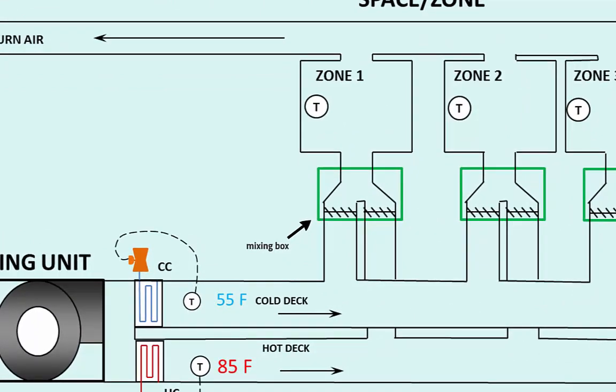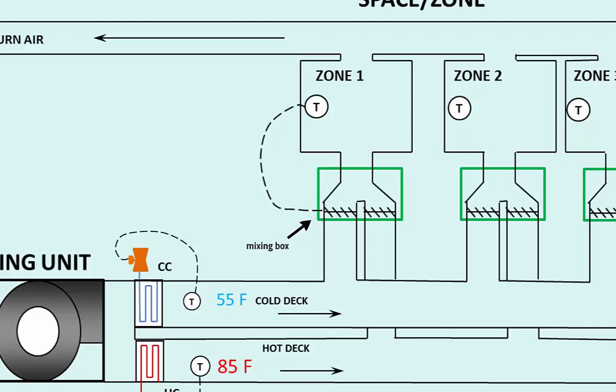Each space has a dedicated mixing box and a thermostat. The mixing box typically has two dampers, one on the discharge of each deck. The thermostat in the space measures the space temperature, compares it to the room temperature set point, and adjusts the dampers in the mixing box accordingly. If the room temperature is falling below set point, that would indicate slightly warmer air needs to be supplied to the space. Thus, the hot deck's damper in the mixing box would open a little bit more, and the cold deck's damper would close a little more.